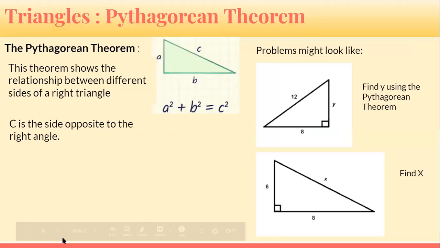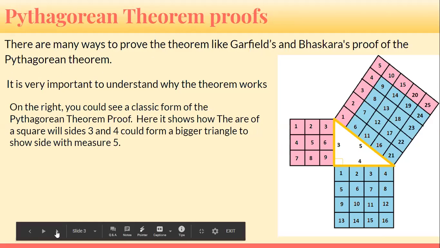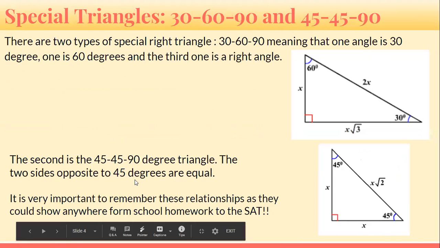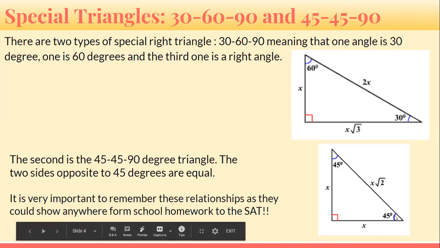Now, let's get into the actual topic we're going to talk about today. Special right triangles, which I hope most of you have not seen yet. There are two types of special right triangles. The first is the 30-60-90 triangle, meaning one angle is 30 degrees, one angle is 60 degrees, and the third is 90 degrees. The second is the 45-45-90 triangle. The two sides opposite the 45 degree angles are equal.